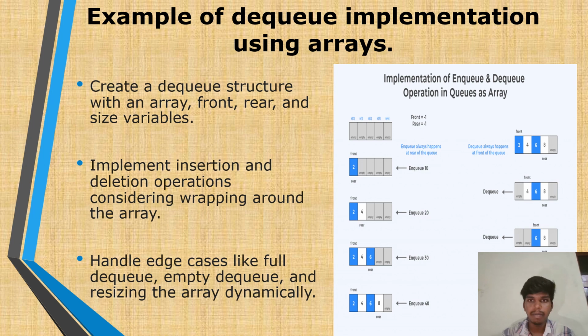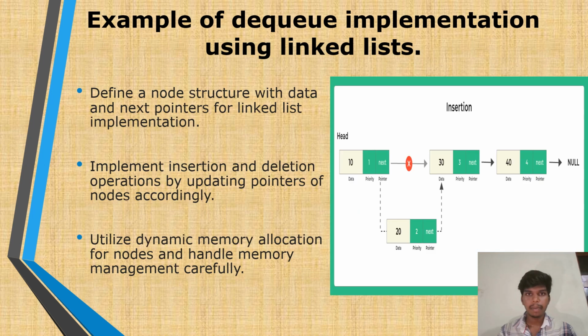Example of DQ implementation using arrays. Creating a DQ structure with an array, front, rear, and size variables. Implement insertion and deletion operations considering wrapping around the array. Handle edge cases like full DQ, empty DQ, and resizing the array dynamically.